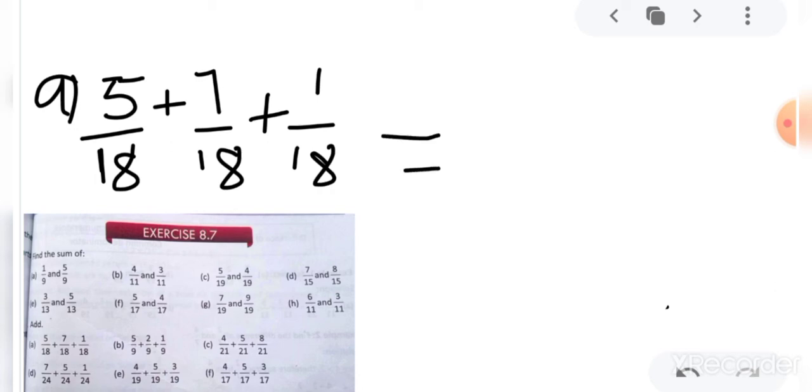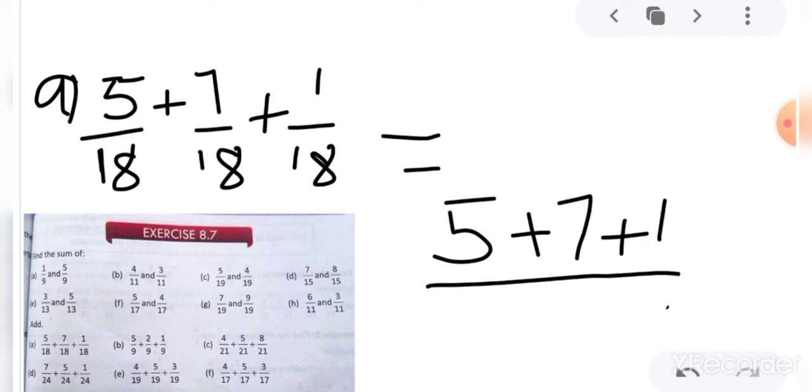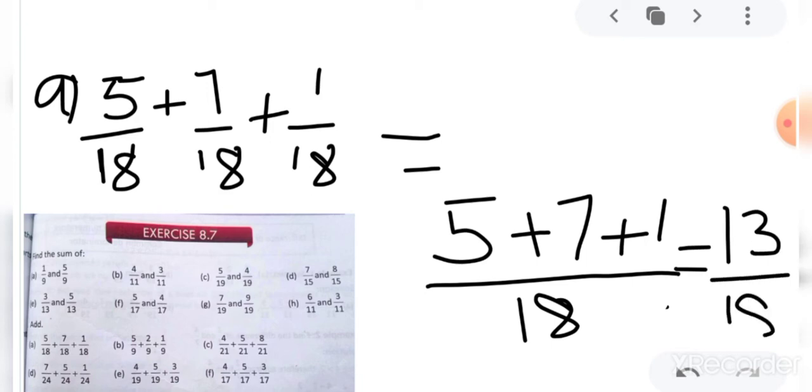Firstly, we will add all the numerators. The first step is to add all the numerators: 5 plus 7 plus 1. And we will take all the three denominators as a common denominator, because we see that all the denominators are the same. So we will take 18 as common. Now you will add the numerators. 7 plus 5 is 12. 12 plus 1 is 13 by 18. The answer will be 13 by 18. This way we will add more than two like fractions.